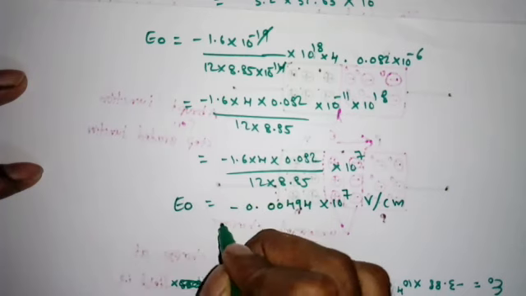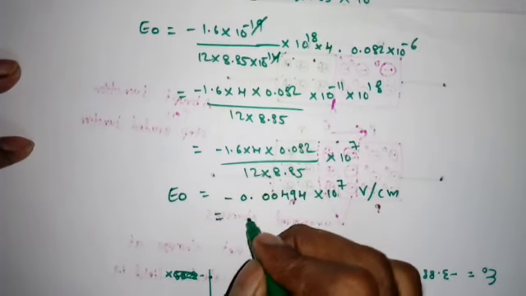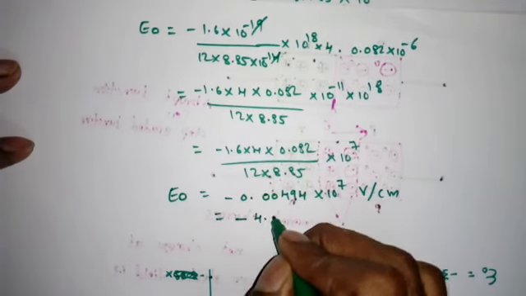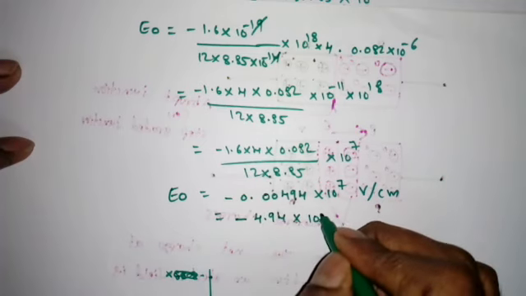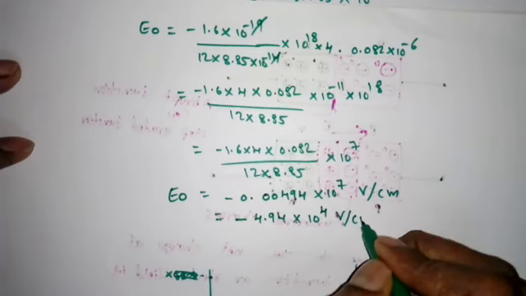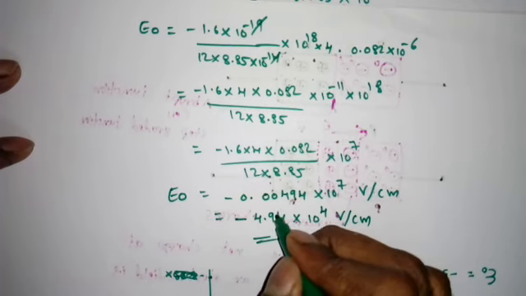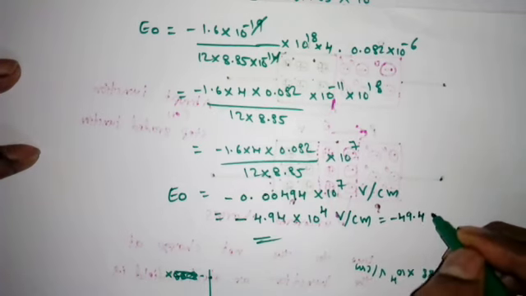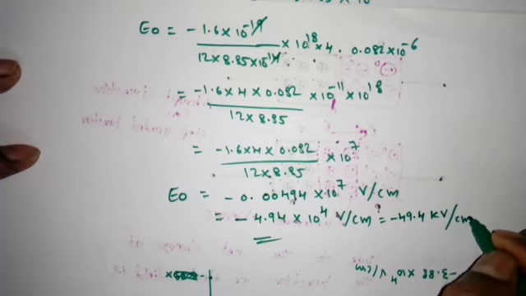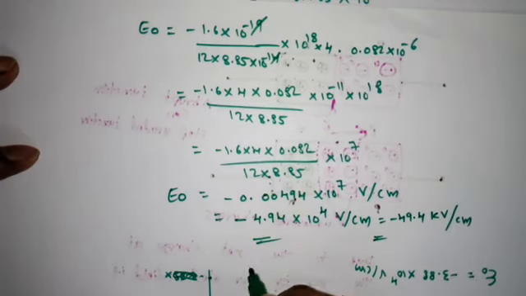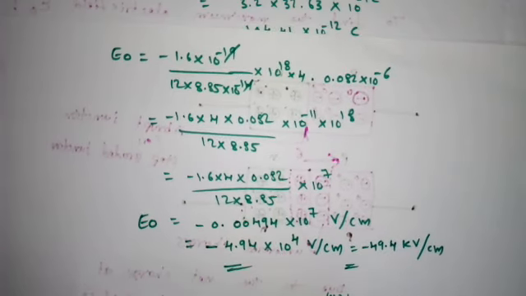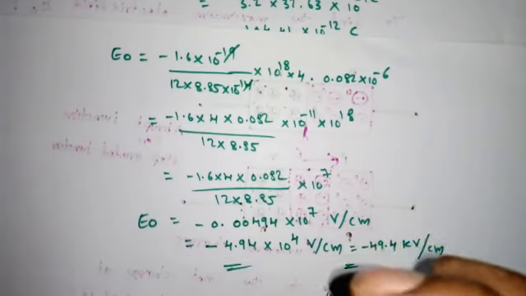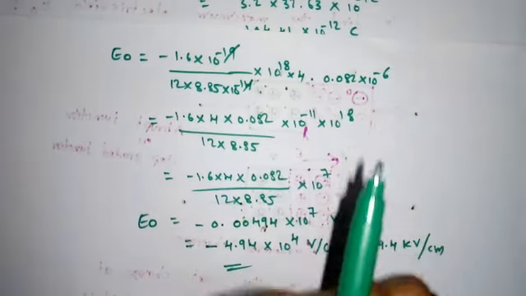This is the epsilon naught. So if I multiply with 1000, what will I get? Minus 4.94 into 10 to the power 4 volt per centimeter. If I take one more, we'll get minus 49.4 kilovolt per centimeter, right? So this is the electric field in the junction, right? So this is about these 4 problems. In the next lecture, I will solve the GATE problems based on this PN junction.